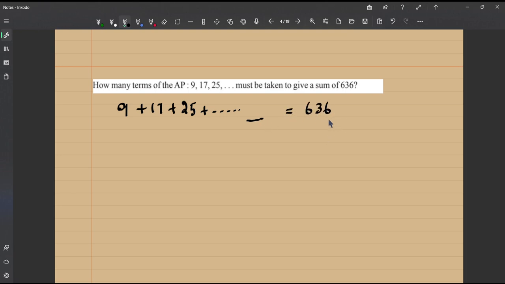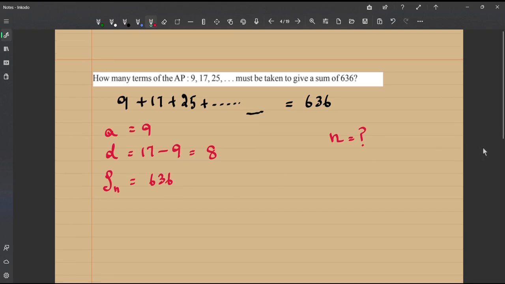636. So we know the sum of the terms, we know the first term which is A, and we know the common difference also. Let us write down whatever we know. A is equal to 9, A being the first term of the arithmetic progression. The difference D is equal to 17 minus 9, which is 8. And the sum of the n terms, we do not know how many terms, that is what we'll have to find out. We'll have to find out the number of terms n. So the sum is given as 636.